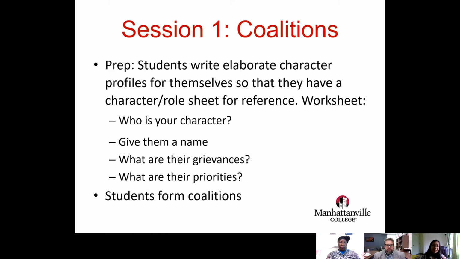Before session 1, the prep is the students have to write elaborate character profiles for themselves. So that's their homework. And in a way, that becomes their rule sheet, right? Who they are, what their motivations are. So I ask them to think about who your character is. They already have an occupation, an ethnicity and religion, right? But they have to morph this into a real person. So give them a name. What are their grievances? What are their priorities? So they come to class ready with that.